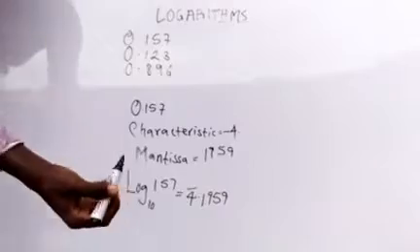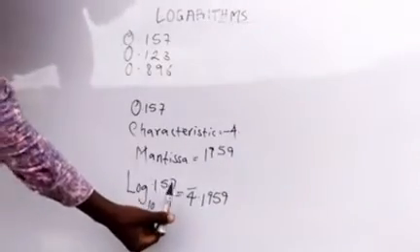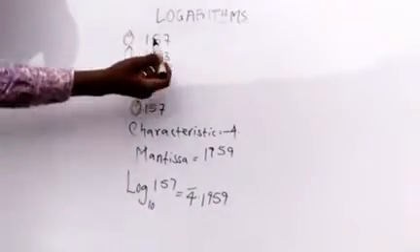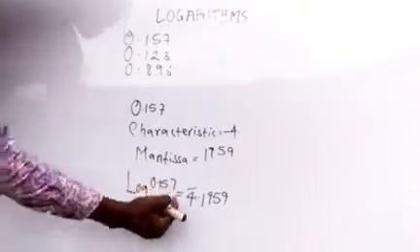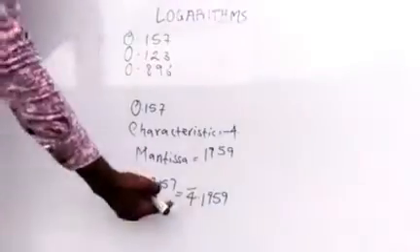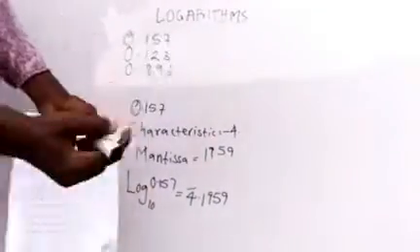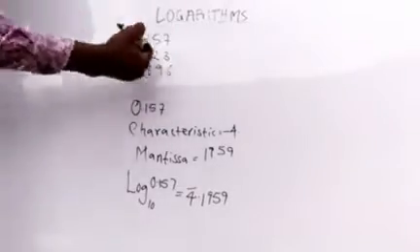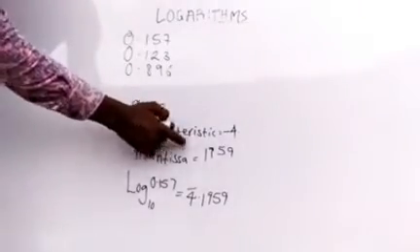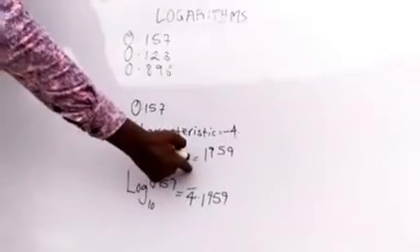Now, don't forget though, we are now having 0.157, right? Don't forget to put the zero there. But if you want to check your logarithm table, you are going to check 157 on it. This 0.157 is going to have an effect on your characteristic part, not on the mantissa. Is that clear?